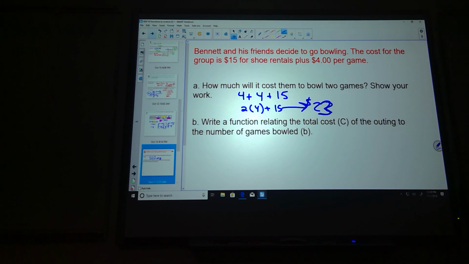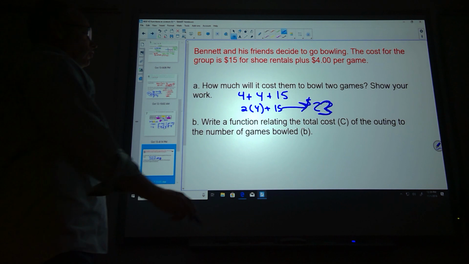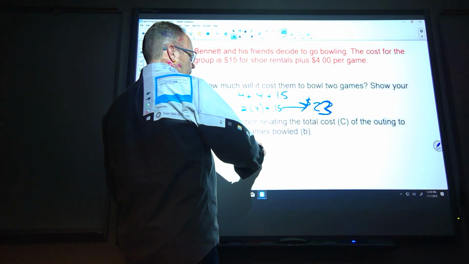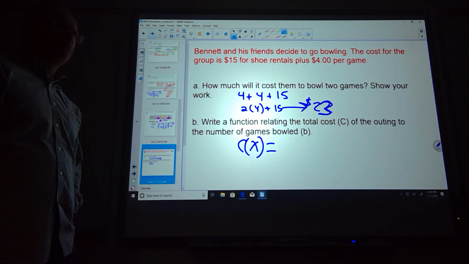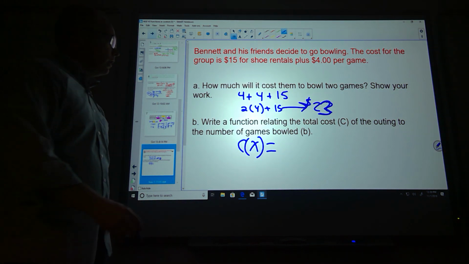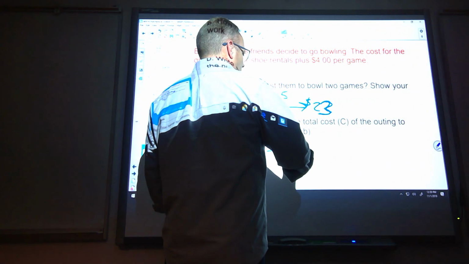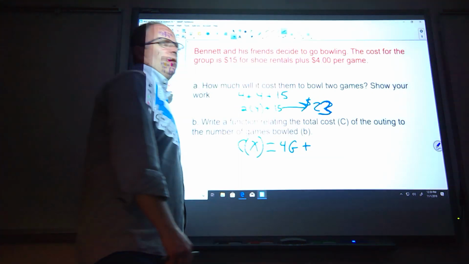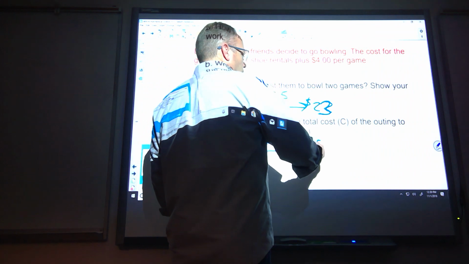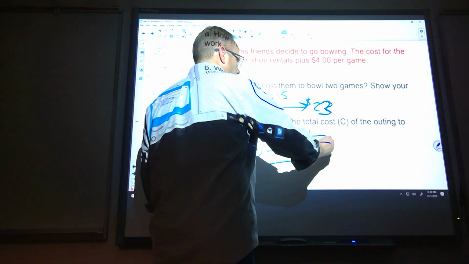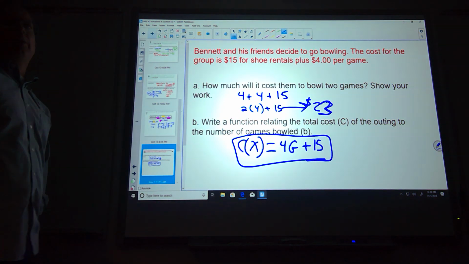All right. Write a function that relates the cost of the outing. Cost of the outing, C of x. How much did it cost to bowl each game? $4. So 4 times the game plus how much do you have to pay no matter what? $15. That got you the fancy shoes. There's your function: 4 times the number of games.